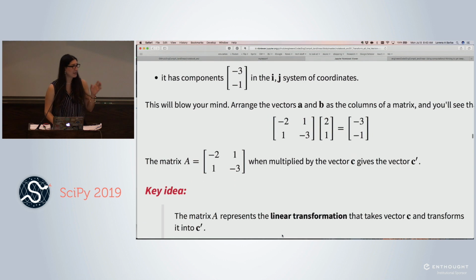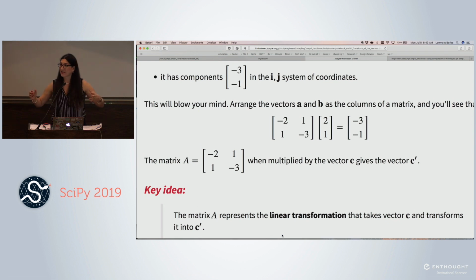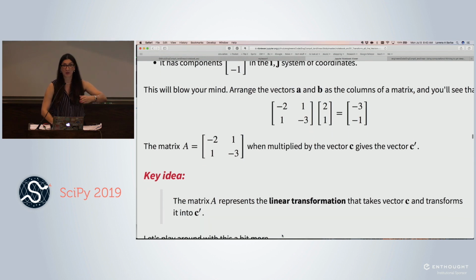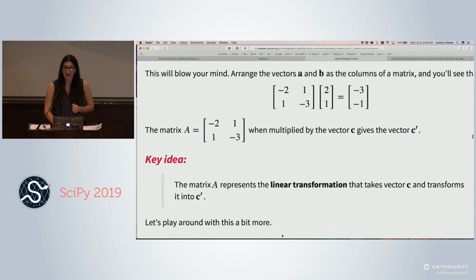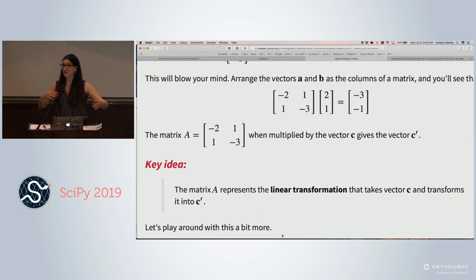Now, this is really the key idea, that by placing two vectors as columns, we've created a matrix. And this matrix is a way to transform from vector C to C prime, or from any vector to another vector that represents going to another space.